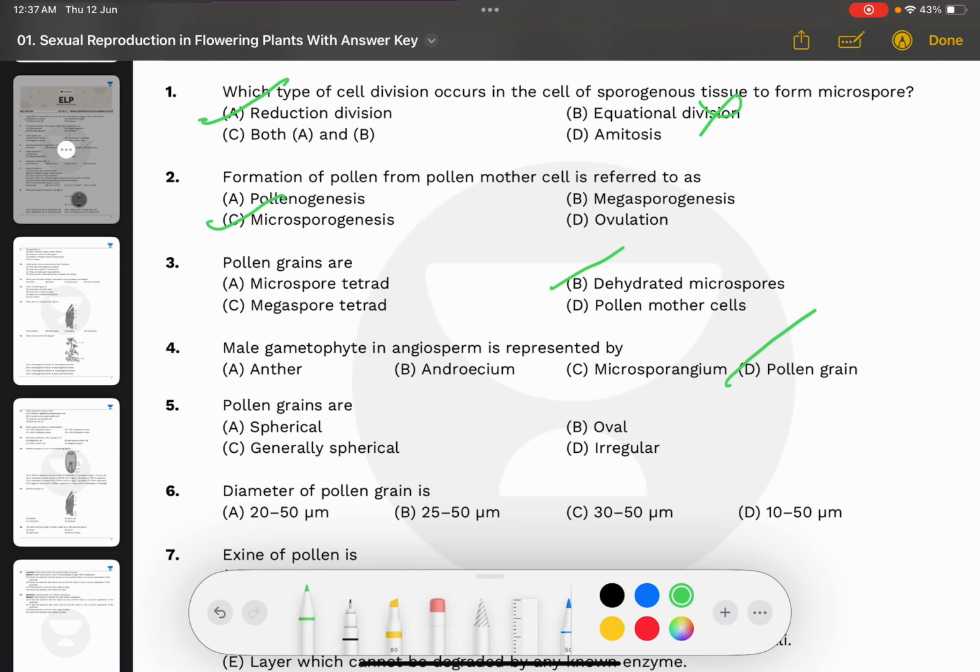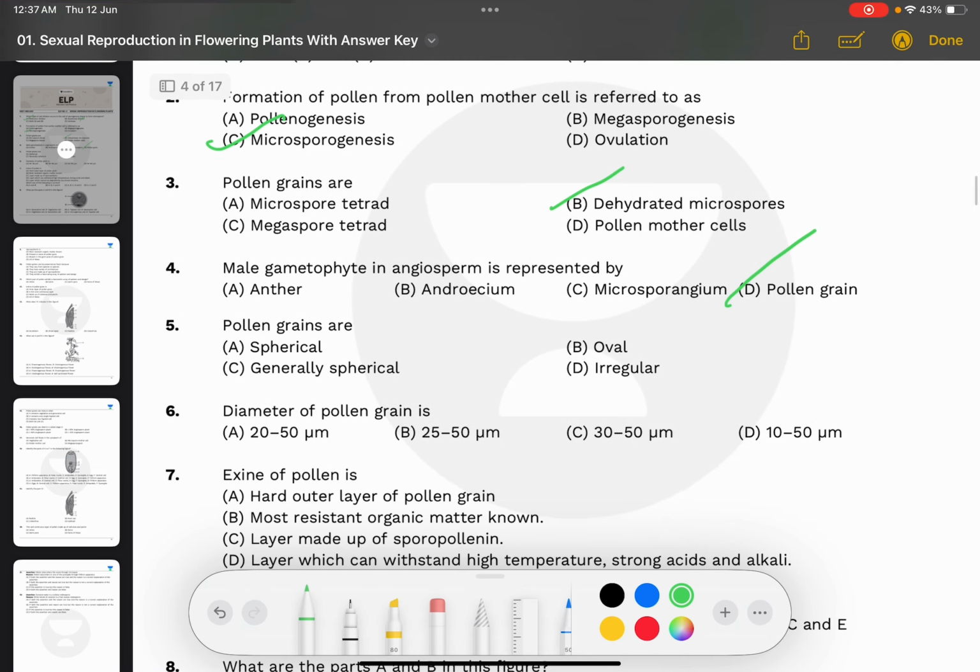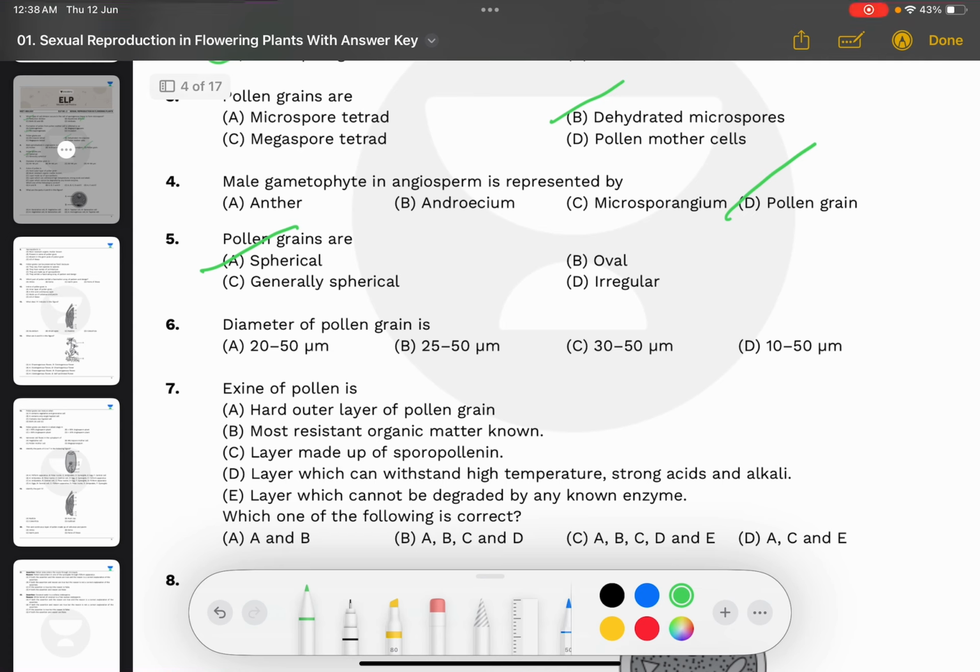Male gametophyte in angiosperm is represented by pollen grain. Pollen grains are generally spherical, or irregular. So that's the answer. Everyone knows, generally spherical. I am so sorry for that. Diameter of pollen grain is a very easy question, and that is 25 to 50 micrometers.